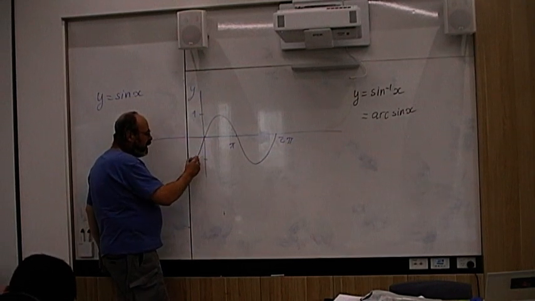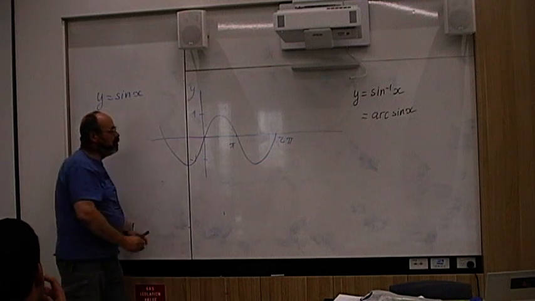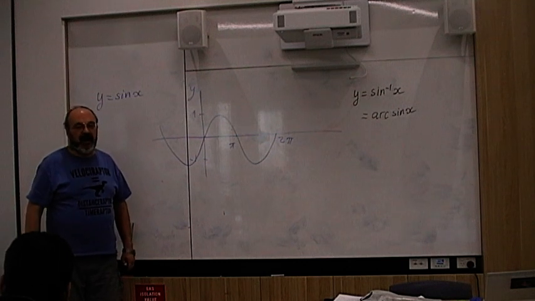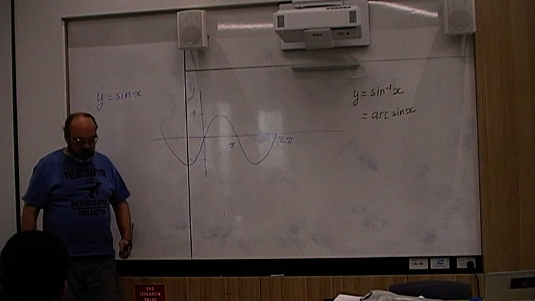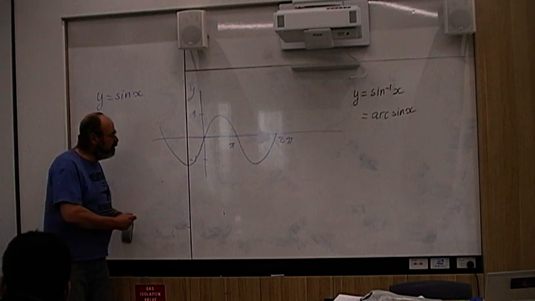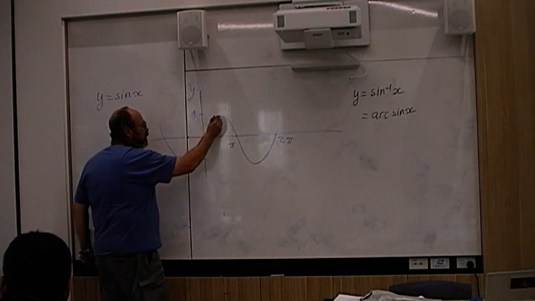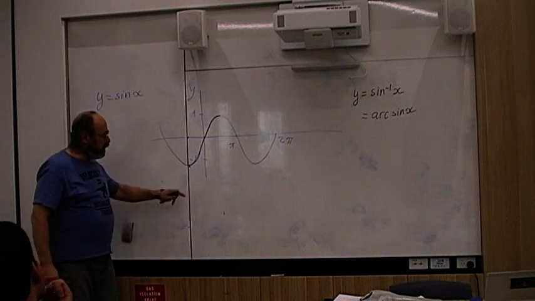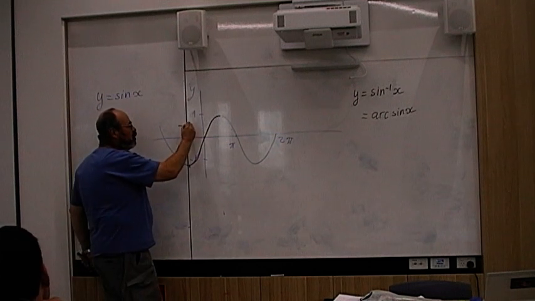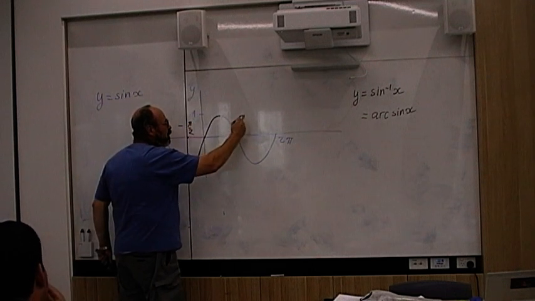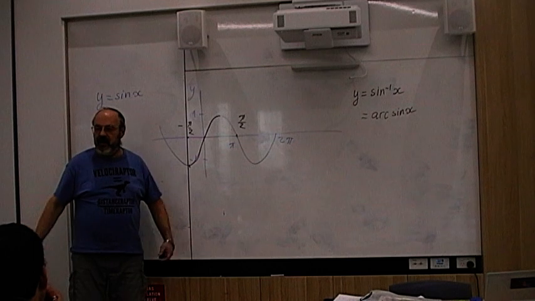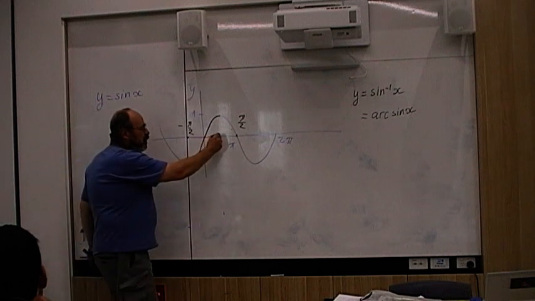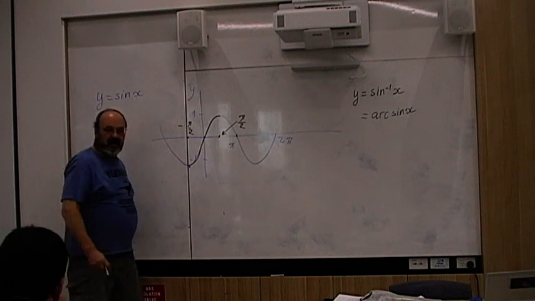So how can we make this function one-to-one? We need to choose a domain where sine will be a one-to-one function. We have it from here to here. If we limit the domain of sine from negative pi on 2 to pi on 2, sine becomes a one-to-one function. So pi on 2 is here, negative pi on 2 is here.